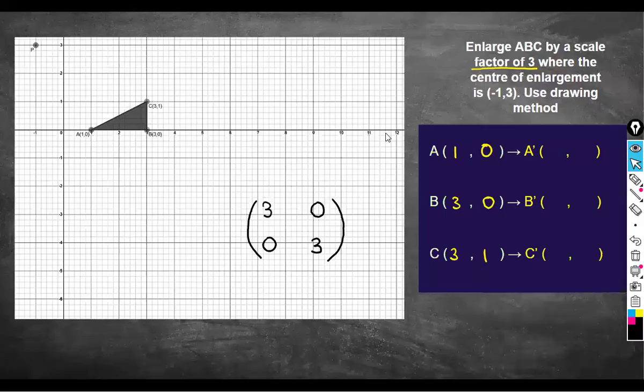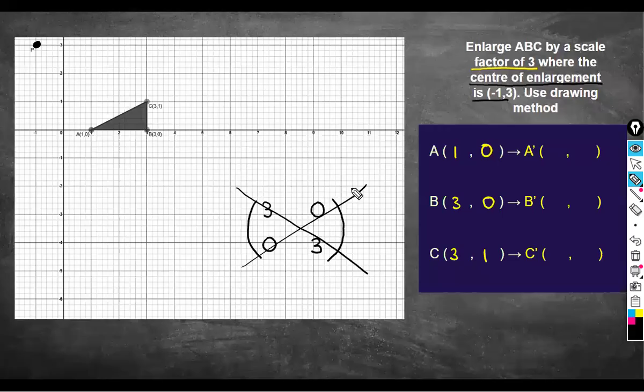Anybody? I'm trying to trick you, right? This is obviously a trick, because if you read the question properly, the center of enlargement is not the origin this time. They're saying the center of enlargement is this point P here, (-1, 3). I know the numbers are kind of small, but the center of enlargement is not the origin this time. So, in other words, you cannot use the matrix method this time.